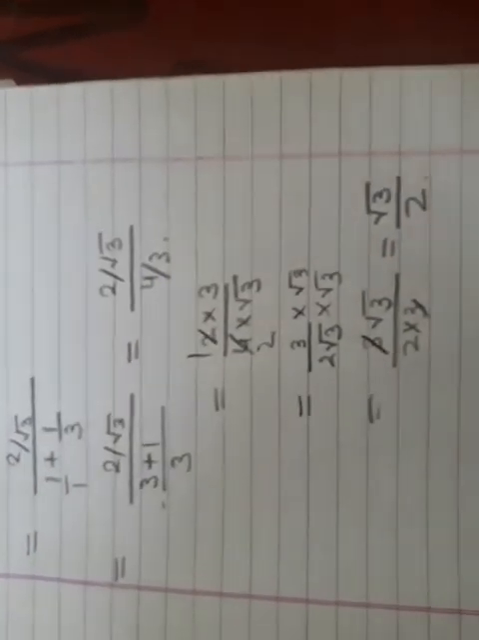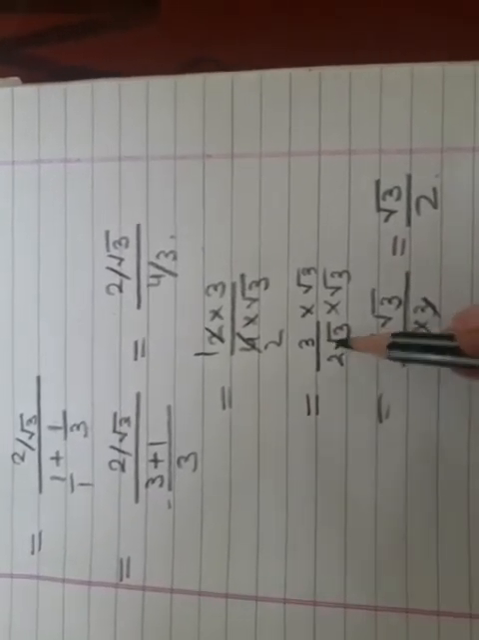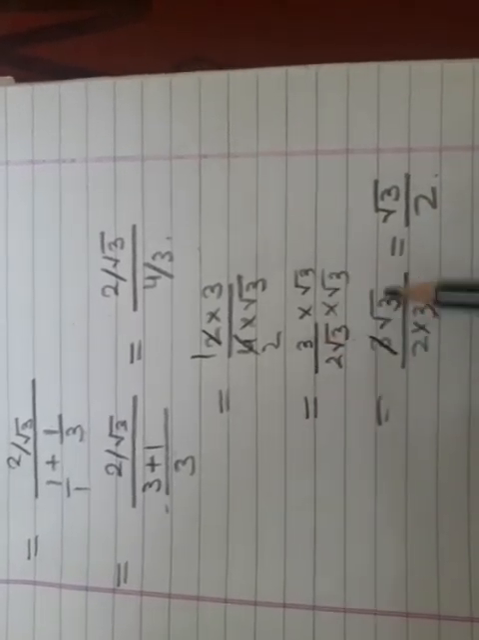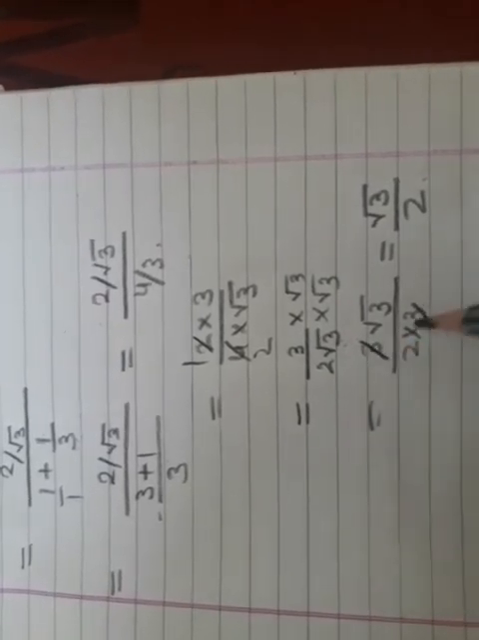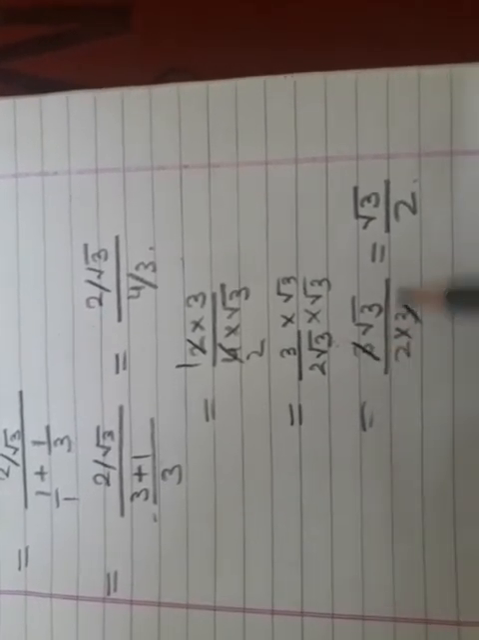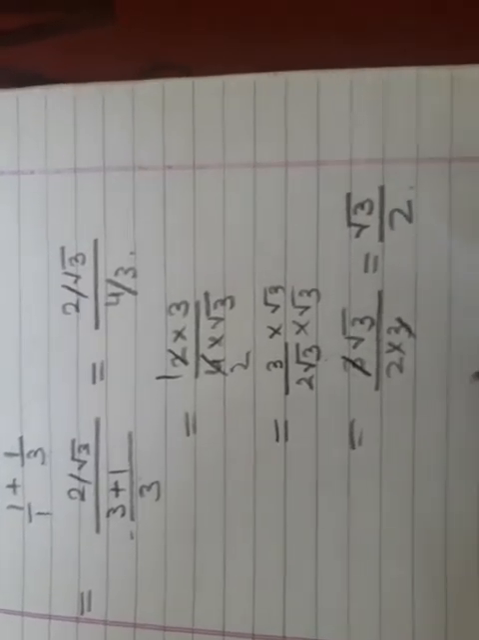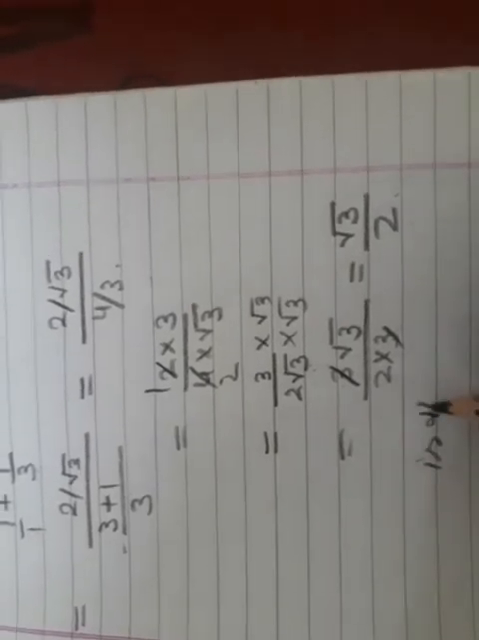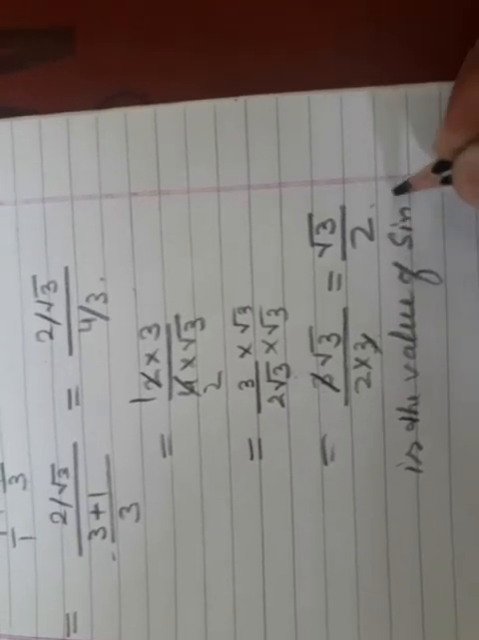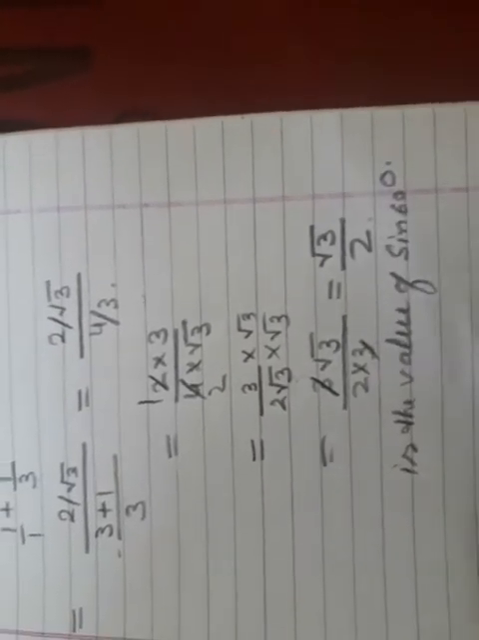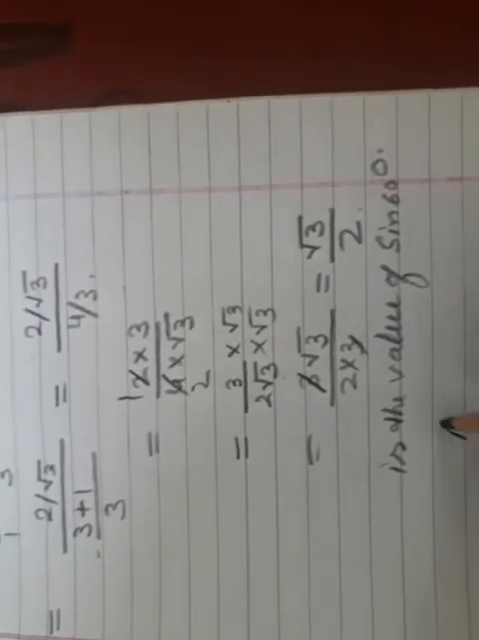Under root, this one is the multiplied. Just rationalize the denominator. Clear? So what we get here? 3 under root 3 upon 2 into 3, 6. Yeah, 3 cancel. Clear? 3 is 3 cancel. What we get? Under root 3 by 2. Under root 3 by 2 is the value of sine 60 degree. Your correct option is A. Answer.